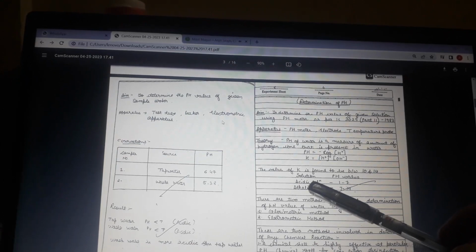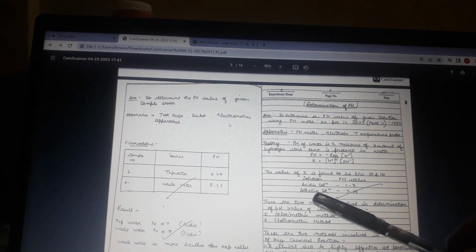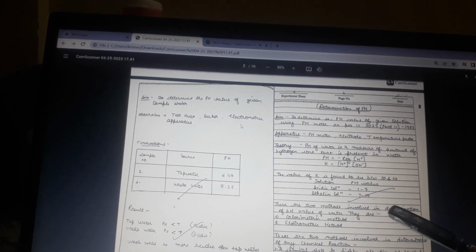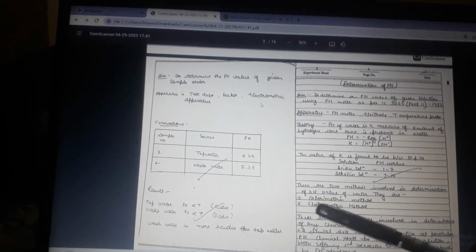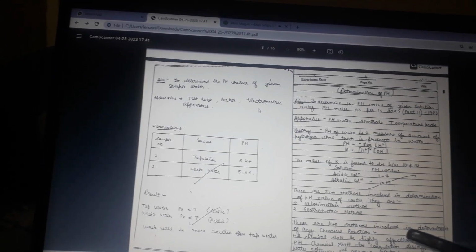Solution: acidic solution, alkaline solution. pH value: acidic solution 1 to 7, alkaline solution 7 to 14. There are two methods involved in determination of pH value of water. They are colorimetric method and electrometric method.